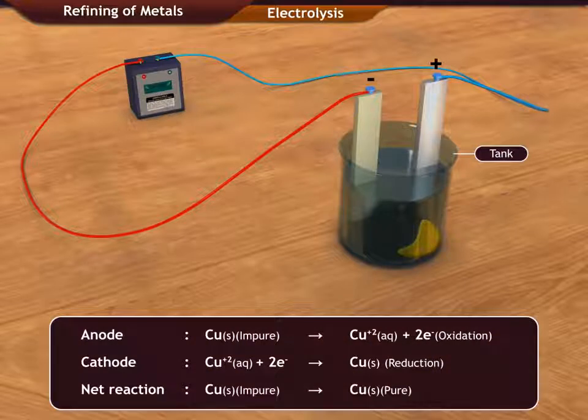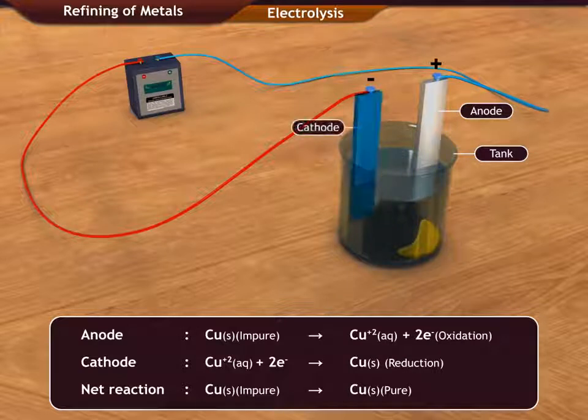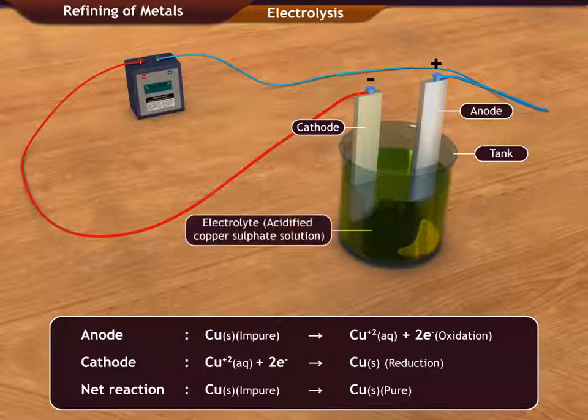For refining of an impure metal by electrolysis, a thick block of impure metal is made the anode and a thin strip of pure metal is made the cathode. A water-soluble salt is taken as electrolyte.